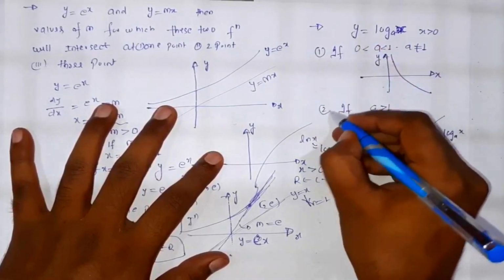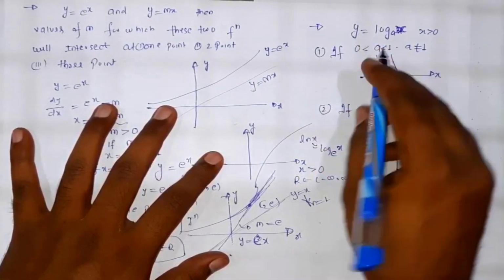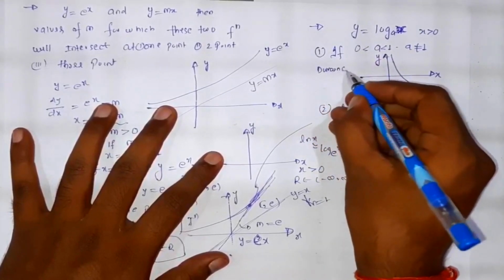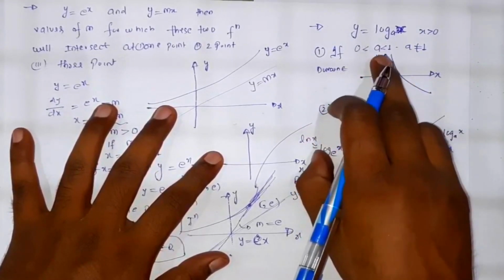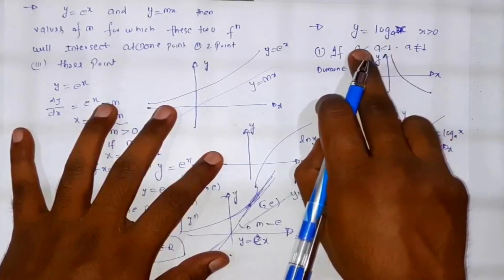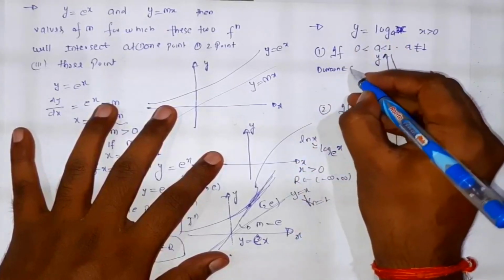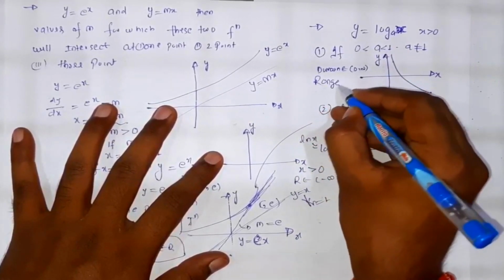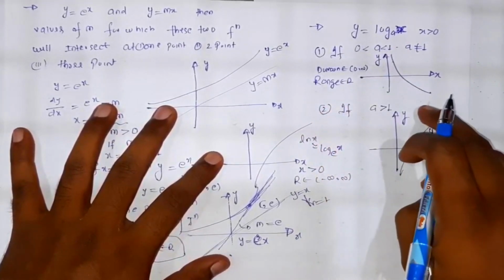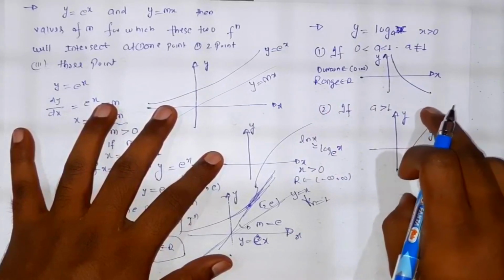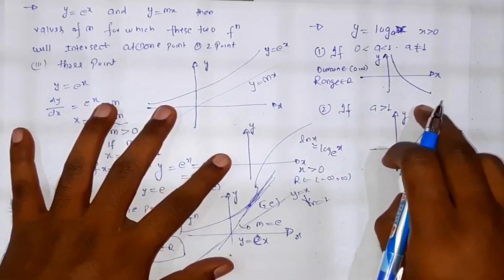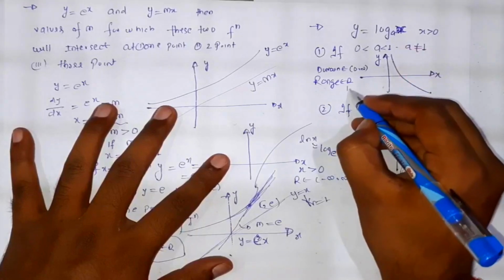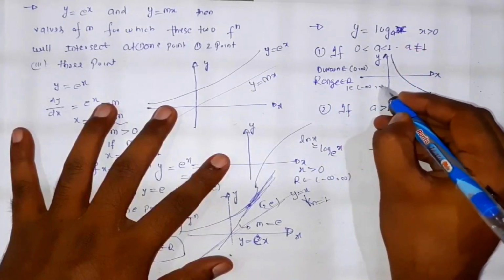This is case 2. For case 1, I mean, if a is less than 1 and greater than 0, the domain will be 0 to infinity, and the range will be real. I'm saying that the range is real because each and every value of y is covered, from minus infinity to plus infinity. Okay, it will be real, that is minus infinity to plus infinity.